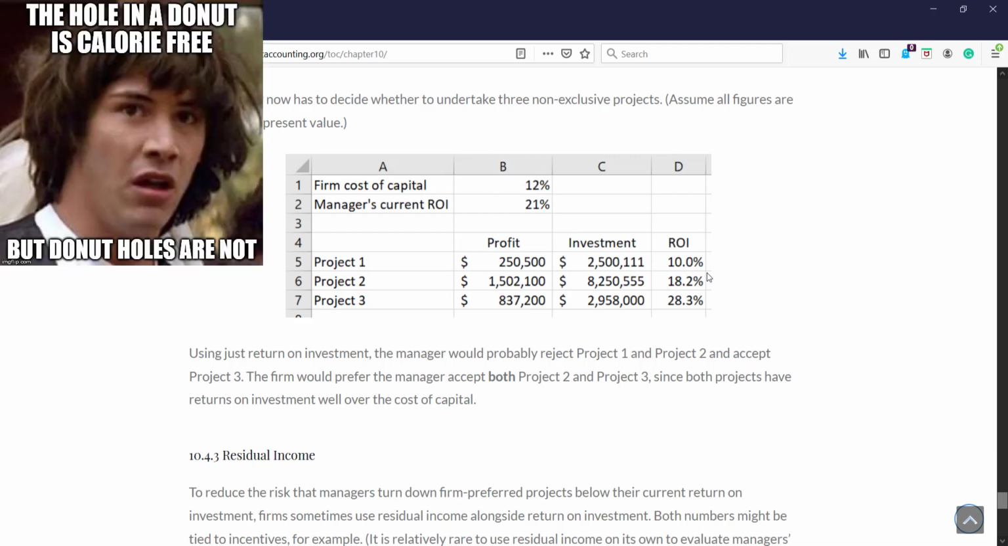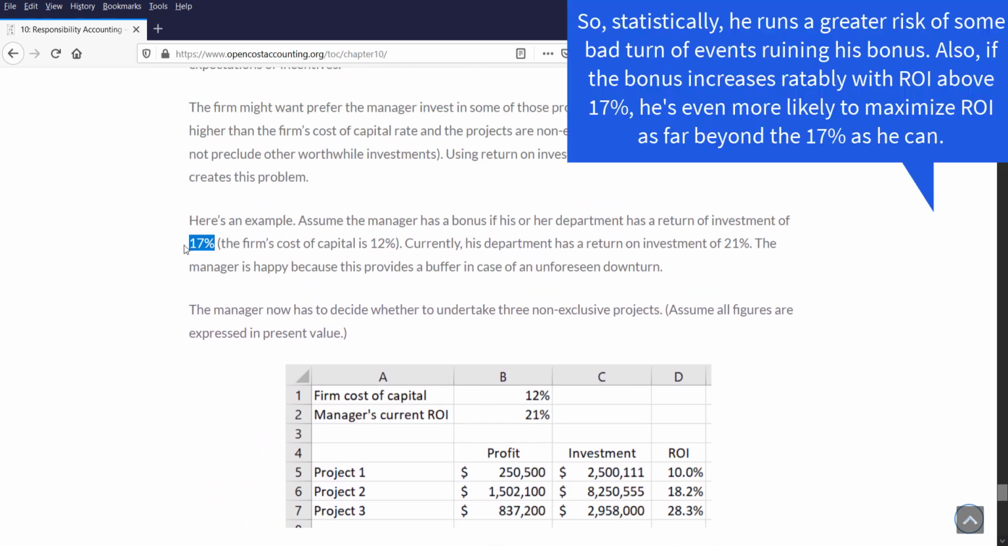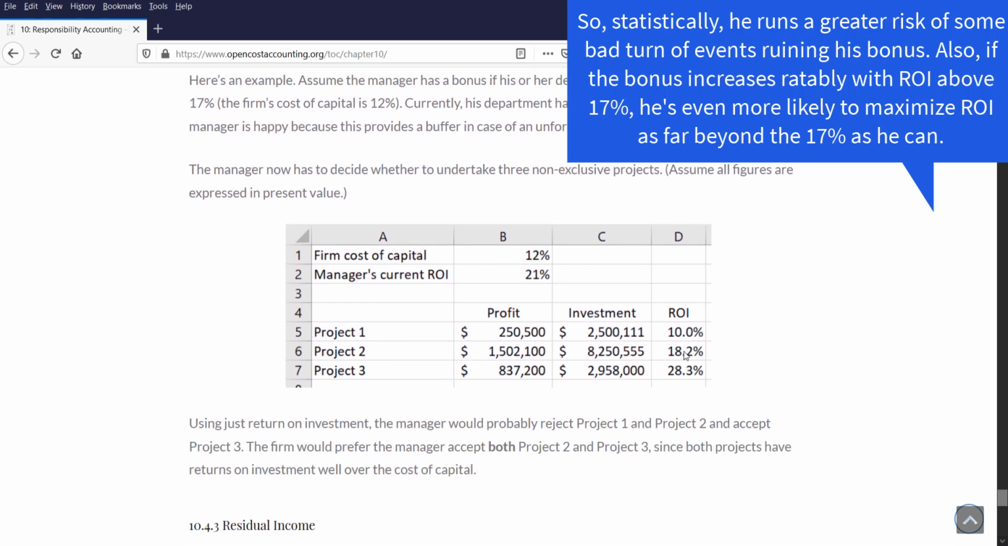Project 2 is the one that hits the donut hole. Its ROI is 18.2%. Now, the manager is induced by the ROI metric not to invest in this, because that would reduce his 21%. It puts him closer to this 17%, which is the trigger for his bonus. So he's likely to turn project 2 down.